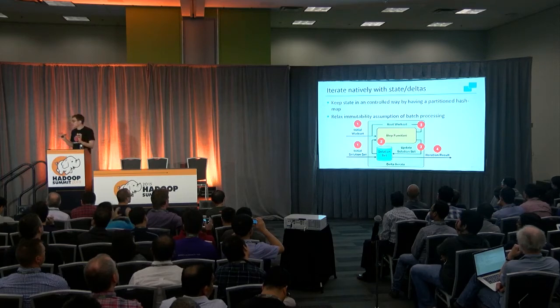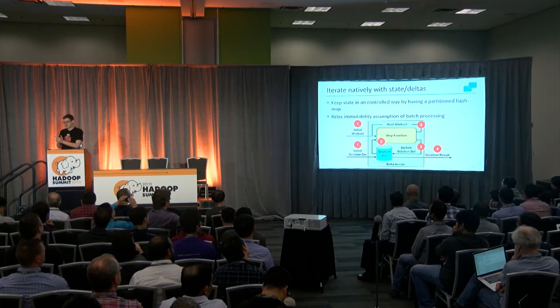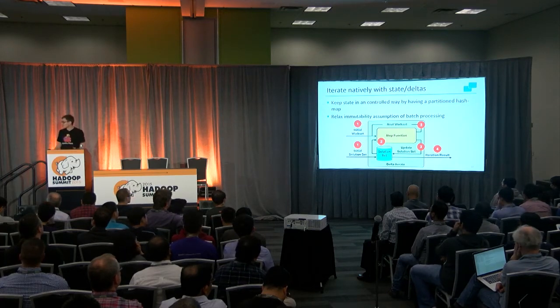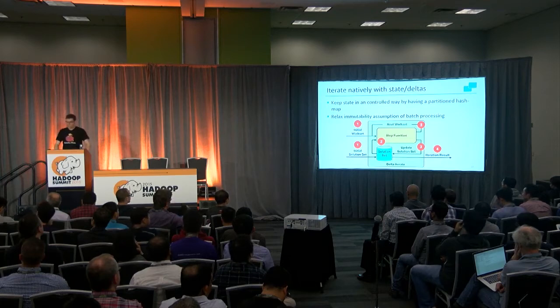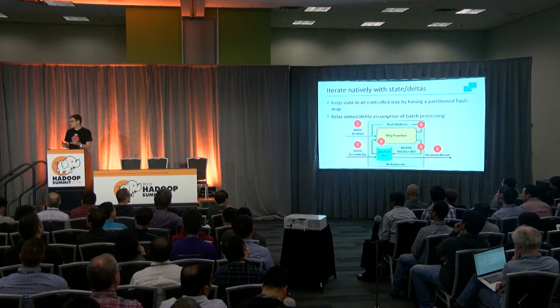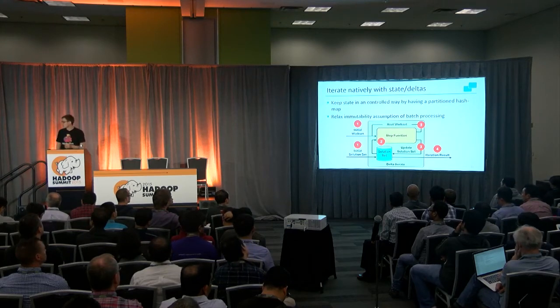To do that, we relax the assumption of batch processing a bit. We make the data a bit mutable, but very limited and very well defined. We have this solution set, which is a hash map that is local on each machine, where you can put the finished parts of your graph.